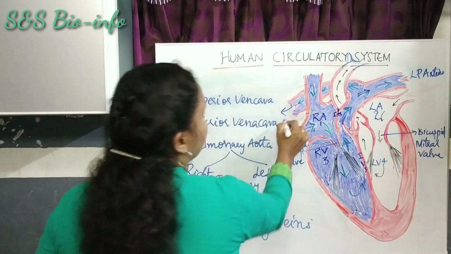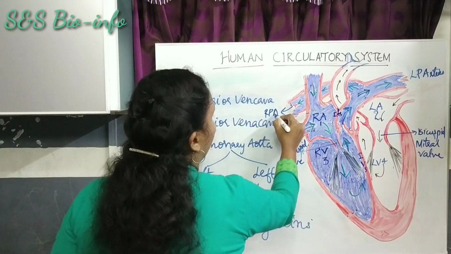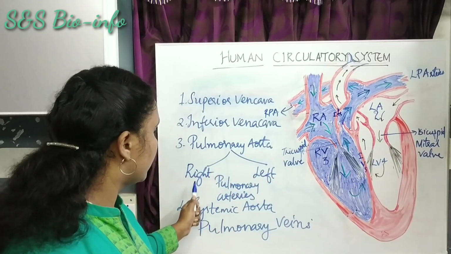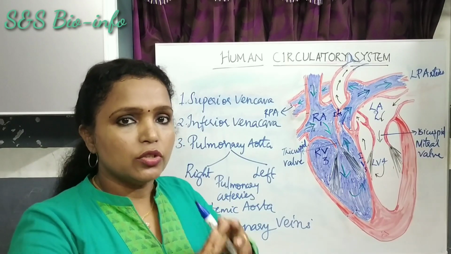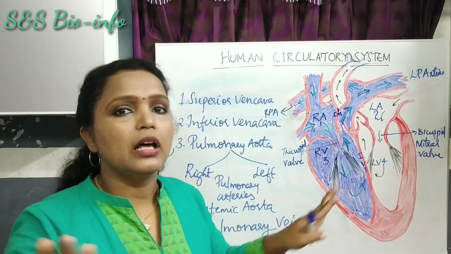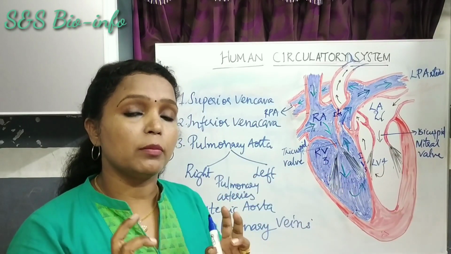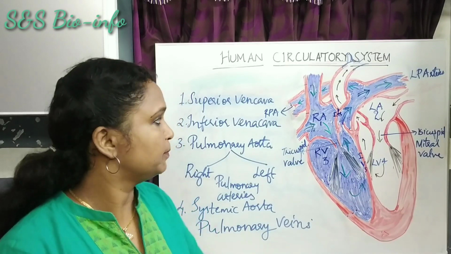Then this is the right pulmonary arteries. So the pulmonary aorta divides to form the right pulmonary artery and the left pulmonary artery. Those pulmonary arteries go to the lungs for what? Because it is carrying the impure blood, it goes to the lungs for purification or oxygenation of the blood.